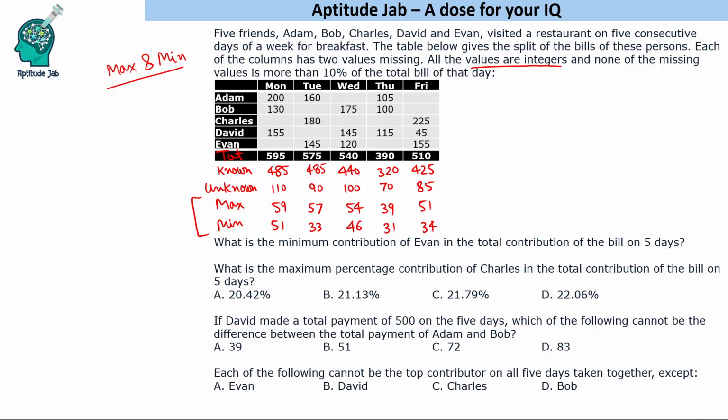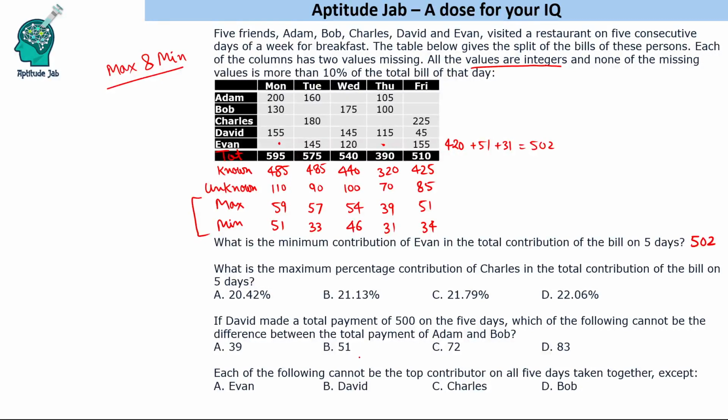Okay, now let us look at the questions. The first question is, what is the minimum contribution of Ivan in the total contribution of the bill on 5 days? Okay, so Ivan, just add these numbers. We get 300, 420. 420 is done. Now, if we have to find the minimum contribution, we assume that he will contribute minimum on these 2 days. So minimum contribution will be 51, and then if we take 31, that is 502. So minimum contribution will be 502.